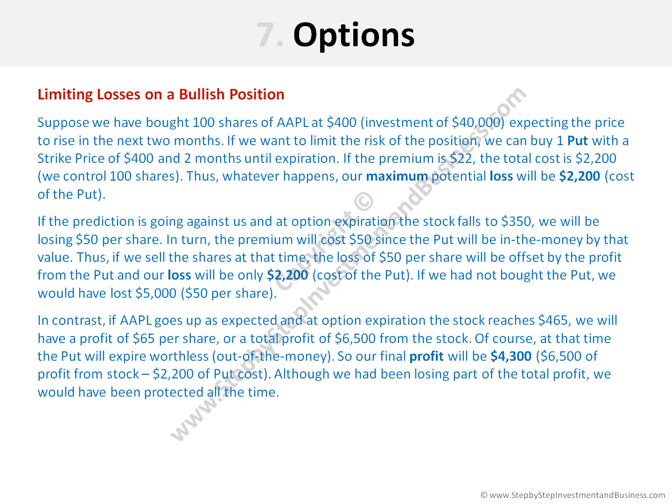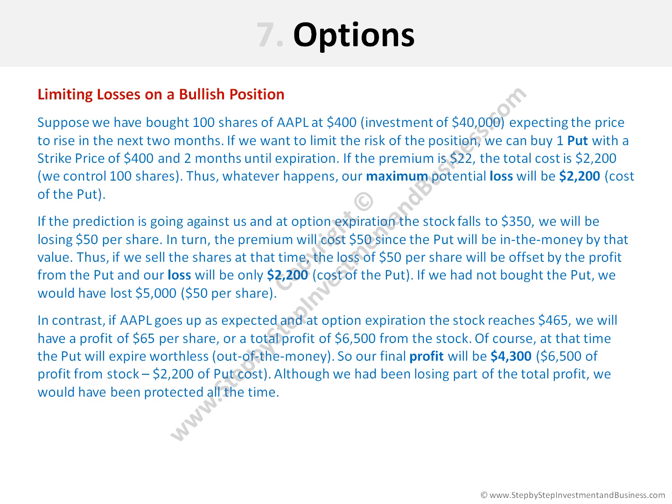Now let's see the case in which we are limiting losses on a bullish position. Suppose we have bought 100 shares of Apple at $400. That is, we make an investment of $40,000, expecting the price to rise in the next 2 months. If we want to limit the risk of the position, we can buy one put with a strike price of $400 and 2 months until expiration. If the premium is $22, the total cost is $2,200.